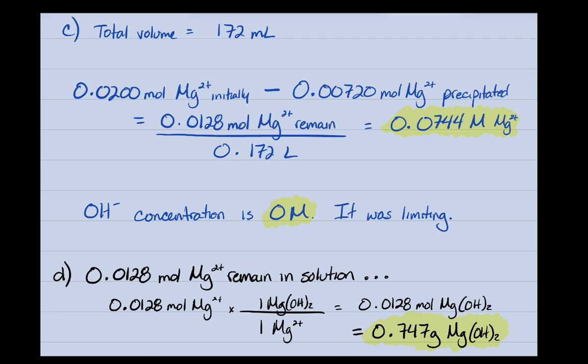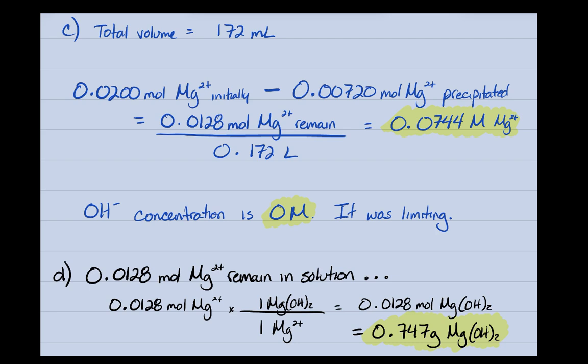All right, so first, our total volume, right? That's where our answer to part B comes from. So 100 milliliters was prescribed in the problem, right? That's our magnesium chloride. And the second part, I calculated that we had 72 milliliters of that potassium hydroxide solution. So we add those together, we get 172 milliliters.